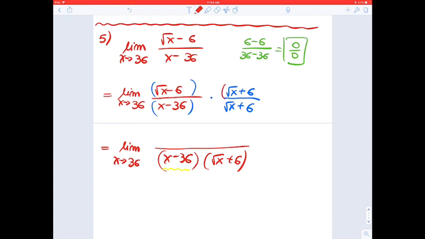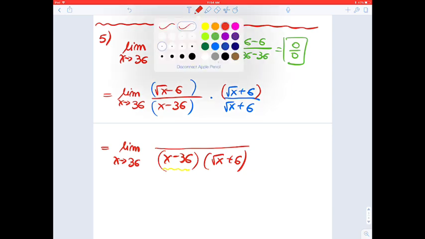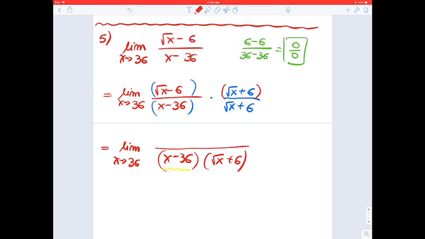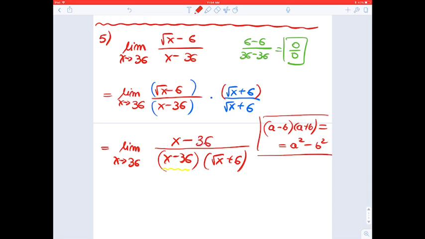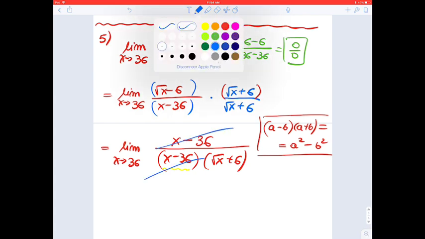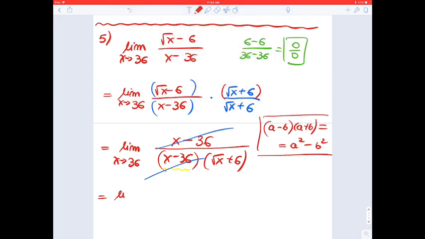But the conjugate expression, of course, I will FOIL. That means I'm using a minus b, a plus b. This expression is equal to the square of the first quantity, the square of the second quantity, and the minus between. Okay, the square root of x squared is x, and 6 squared is 36. And now I see my common factor, x minus 36, x minus 36. Excellent. The job is done.